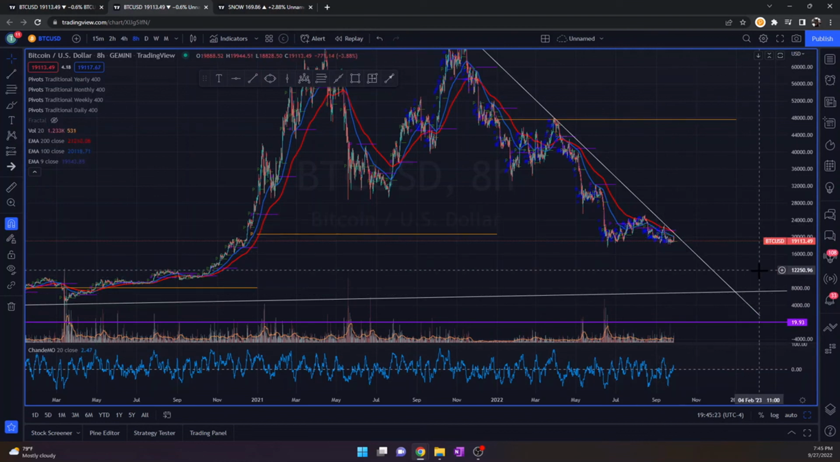Now, there's support or former resistance around 100, so it could bounce there. But there's much more significant support around 10. So that's why if you keep hearing people talk about, we can see it hit 10,000, that's why. And that's basically the Bitcoin USD chart.